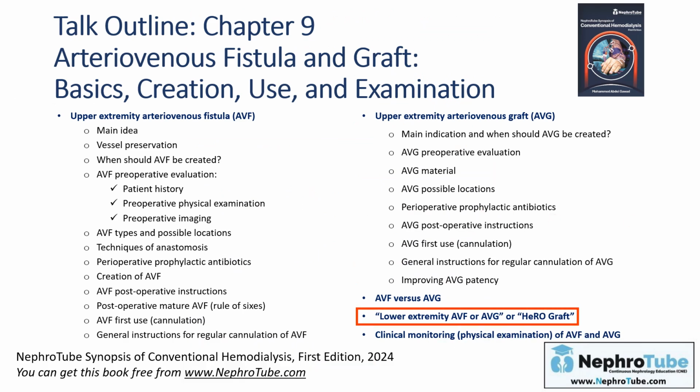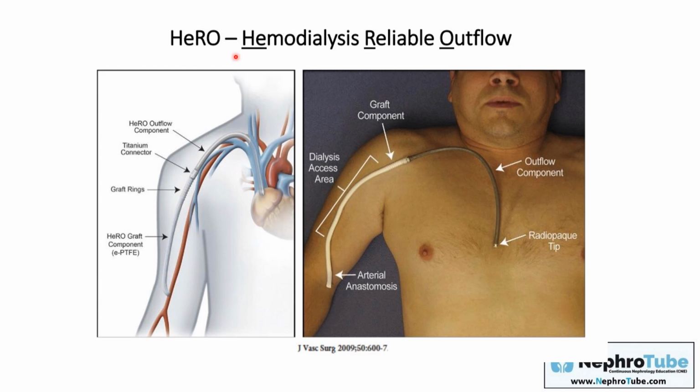The next point is when to use a lower extremity AV fistula or AV graft or HeRO graft. First, what is a HeRO graft? HeRO is an abbreviation for Hemodialysis Reliable Outflow. It is a vascular access that is a hybrid, a combination of both catheter and PTFE graft. So part of it is a catheter, and part of it is a graft.